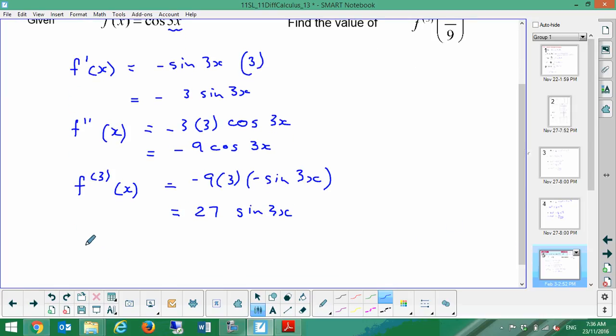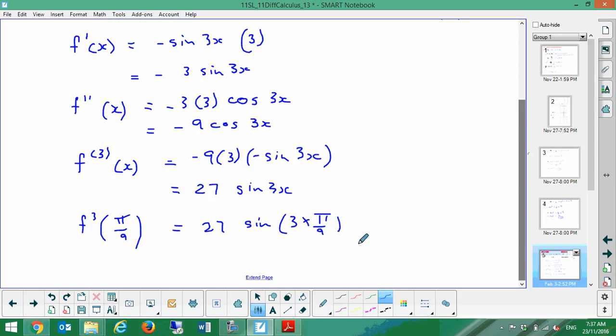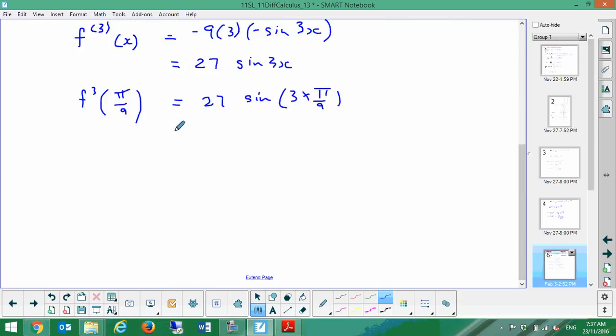Then we now want to get the value of our third derivative at pi on 9. So it's going to be saying at pi on 9, what's the slope of the second derivative function? That's what it's telling us. So 27 times sine of 3 times pi on 9. Just do your straight substitution. And we get 27 sine of pi on 3.